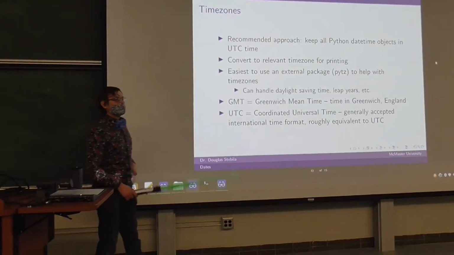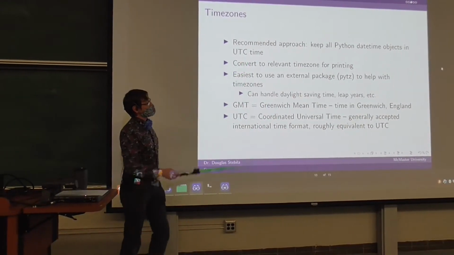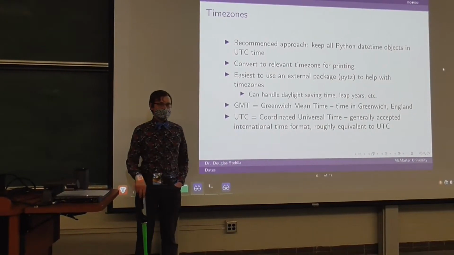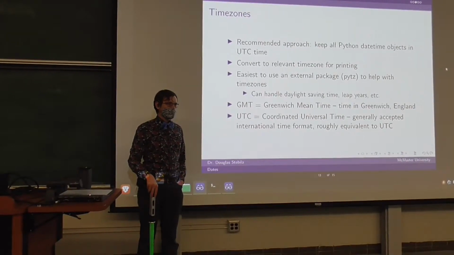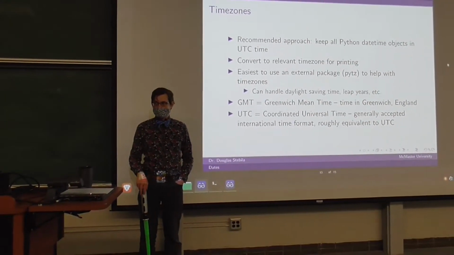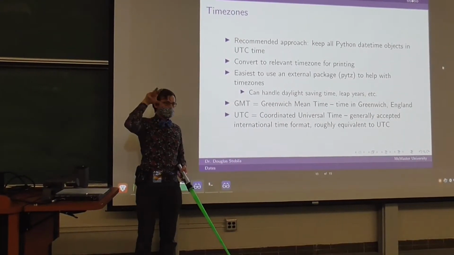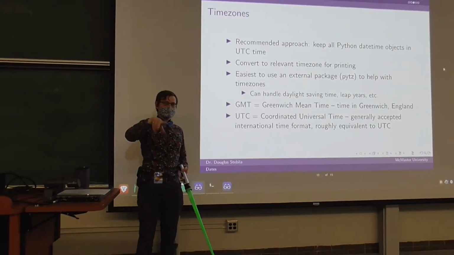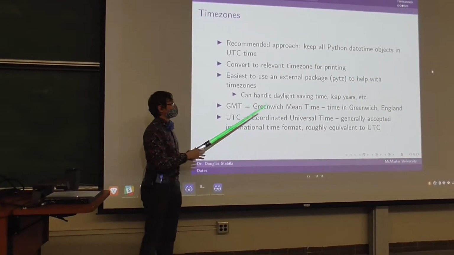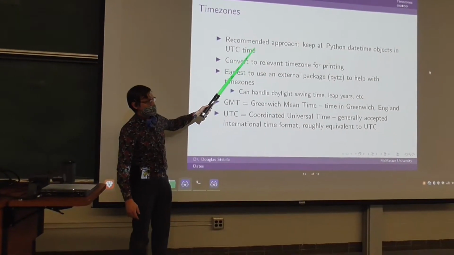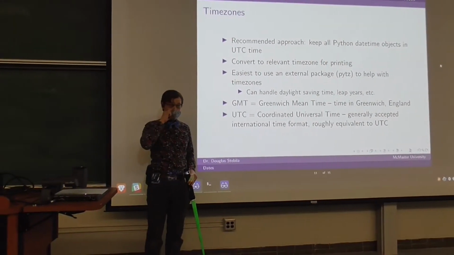So, the recommended approach for development in general, not just in this class, is to keep all Python datetime objects in UTC time. This is to say with no time zone offset. UTC time is the same as Greenwich Mean Time, which is the time in Greenwich, England, because they were very concerned with time in that town, I guess. So yeah, keep it in UTC time, and convert it to whatever you need, wherever you need it.